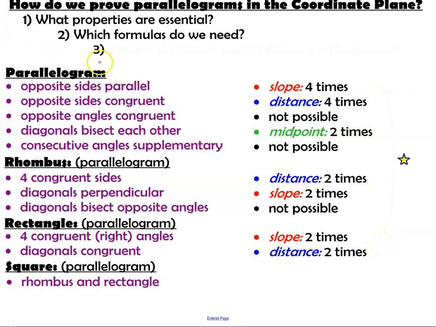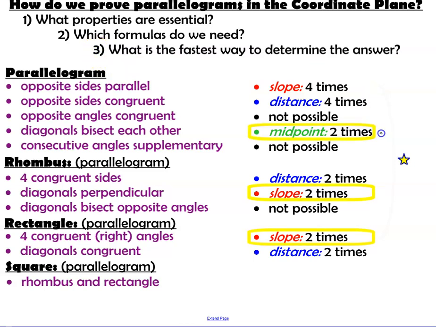So there are a lot of options for each specific type of parallelogram. Let's look at what's the fastest. In a parallelogram, using the midpoint formula 2 times to find out that the diagonals bisect each other is the fastest. In a rhombus, using the slope formula 2 times to find that the diagonals are perpendicular. And in a rectangle, using the slope formula 2 times on 2 consecutive sides to prove that they are right angles would be the fastest.